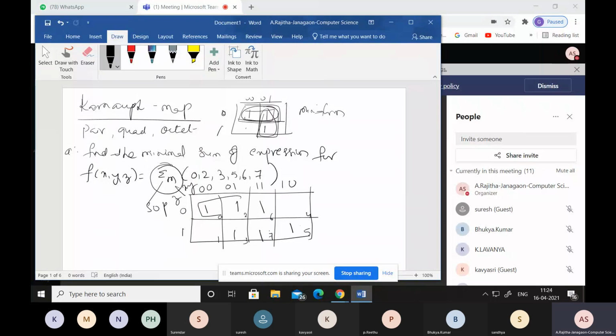So this is one pair. And all these four are adjacent with each other. So this is one pair, and this is another pair. Here how many groups, subcubes are possible? Here how many subcubes are possible?